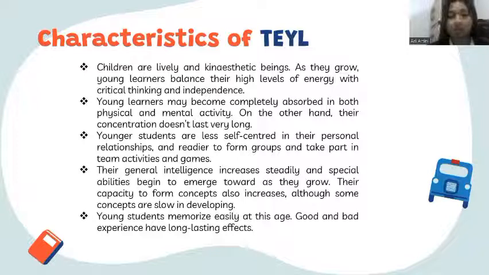The fourth one is their general intelligence increases steadily and spatial abilities begin to emerge as they grow. Their capacity to form concepts also increases, although some concepts are slow in developing. So this means that their intelligence increases steadily and spatial abilities begin to emerge as they grow. The last characteristic is young students memorize easily at this age. Good and bad experiences have long-lasting effects. So this means that young students will memorize everything more easily at their early age, and everything they find, either good or bad, will have a long-lasting effect in their brain as their experience.